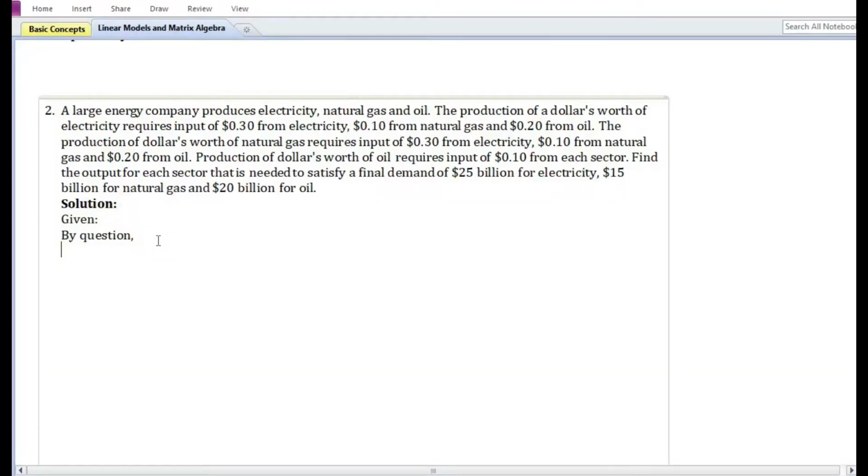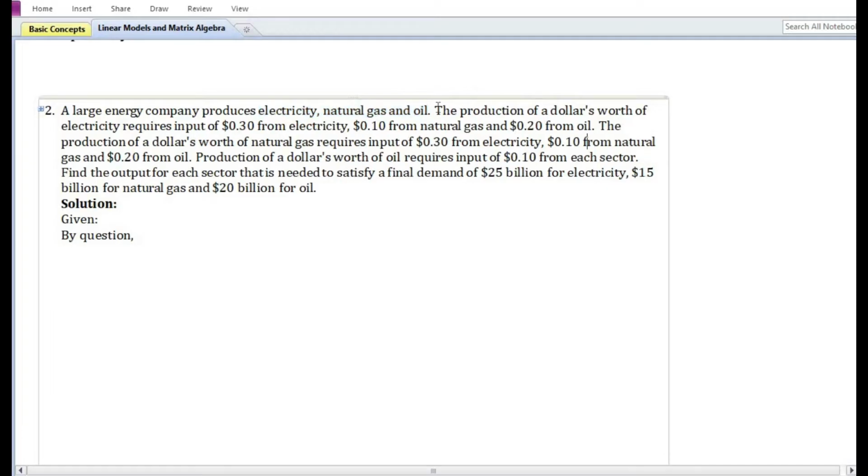In this video, we are going to solve a second problem on the Leontief input-output model. Now in the question they have given that a large energy company produces electricity, natural gas and oil. The production of $1 worth of electricity requires input of $0.30 from electricity, $0.10 from natural gas and $0.20 from oil.